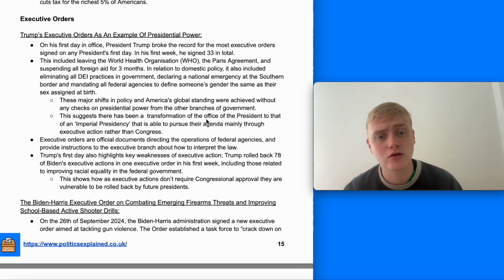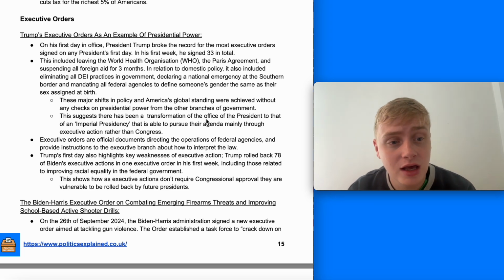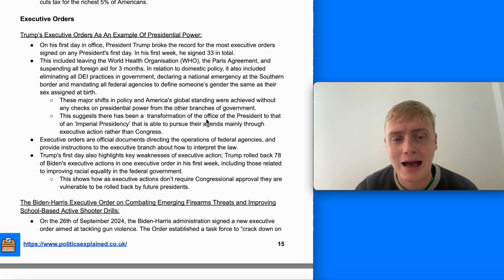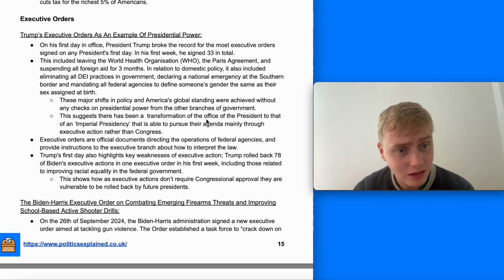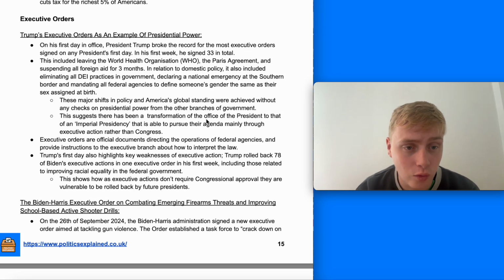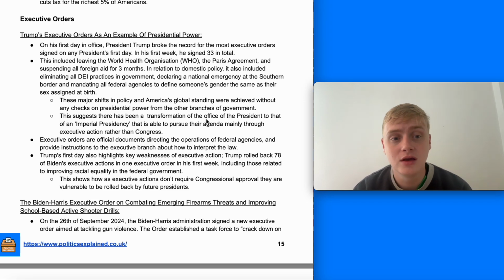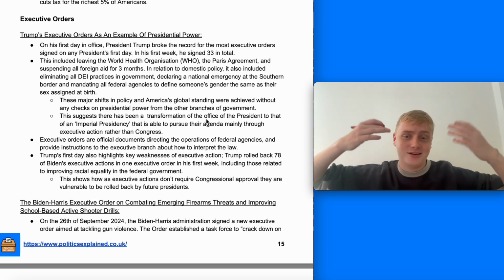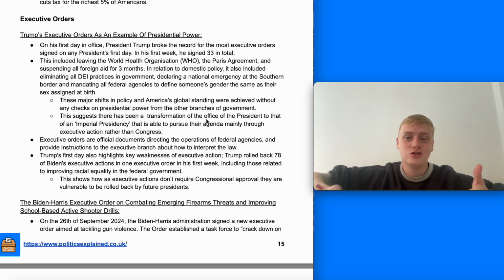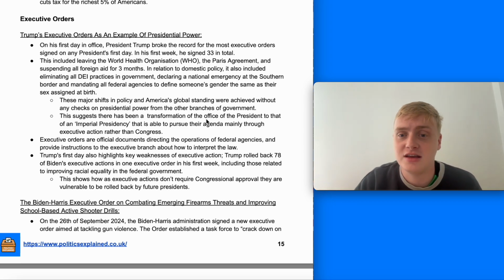They're official documents directing the operations of federal agencies and providing instructions to the executive branch about how to interpret the law. However, Trump's first day also highlights the key weaknesses of executive action, because Trump rolled back 78 of Biden's executive actions in one executive order in his first week, including those related to improving racial equality in the federal government. And this shows how, as executive actions don't require congressional approval, they're really vulnerable, because another president can come in and simply issue another executive order to rescind all of the previous president's executive orders.